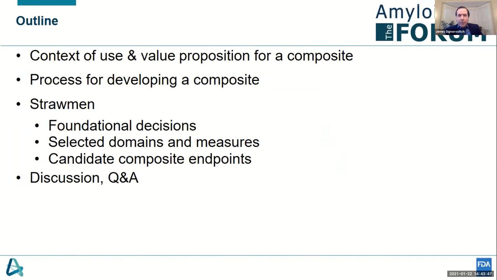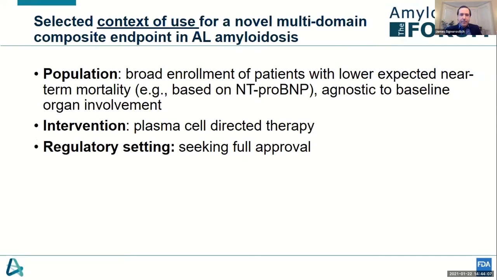So what I'm going to walk through today is our approach to creating and validating a multi-domain endpoint. We're going to talk very briefly about the process, and then get to some straw man endpoints that we're going to seek feedback on in the Q&A session.